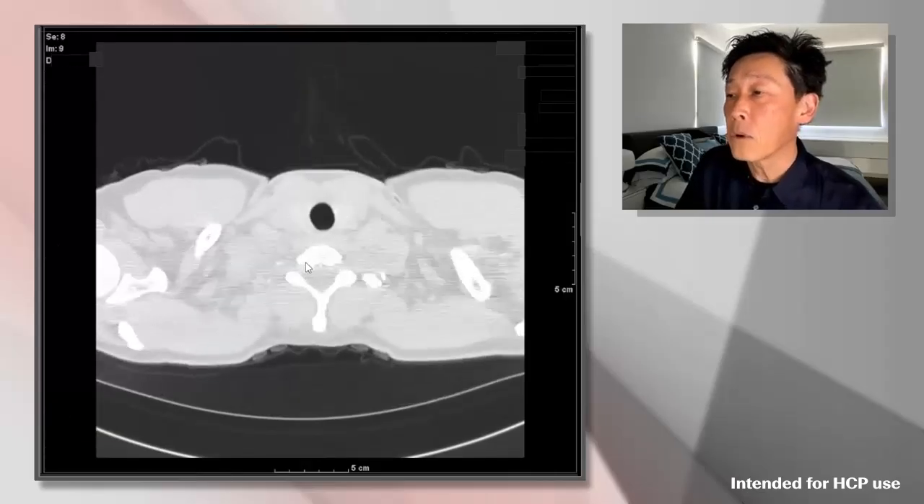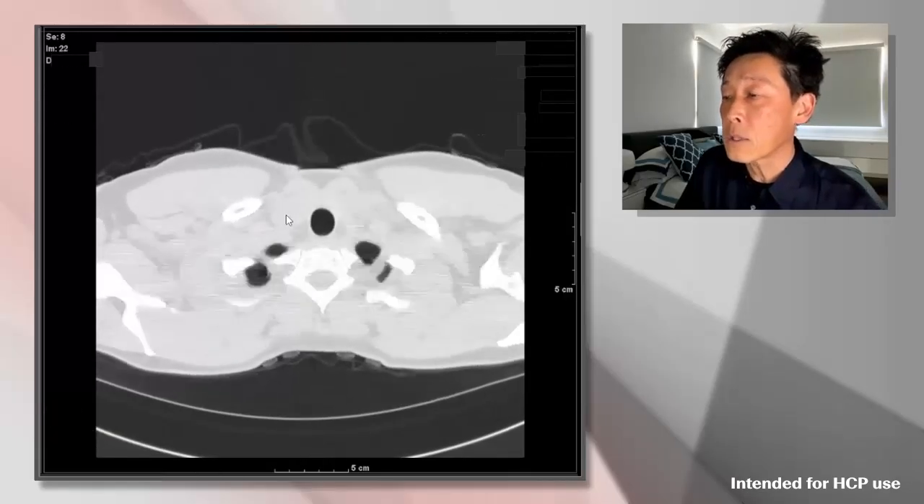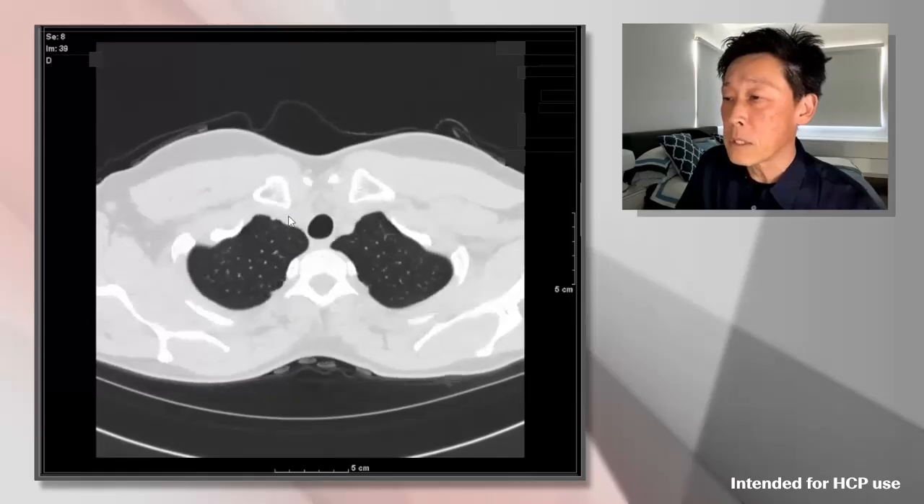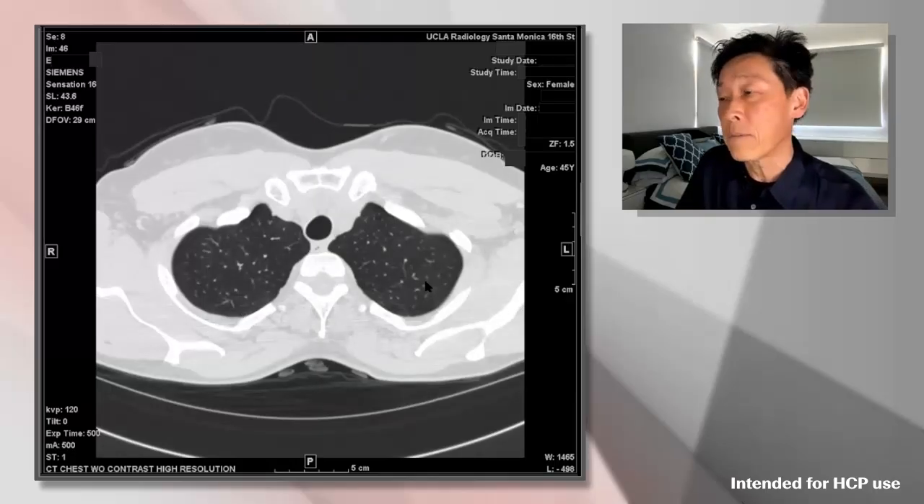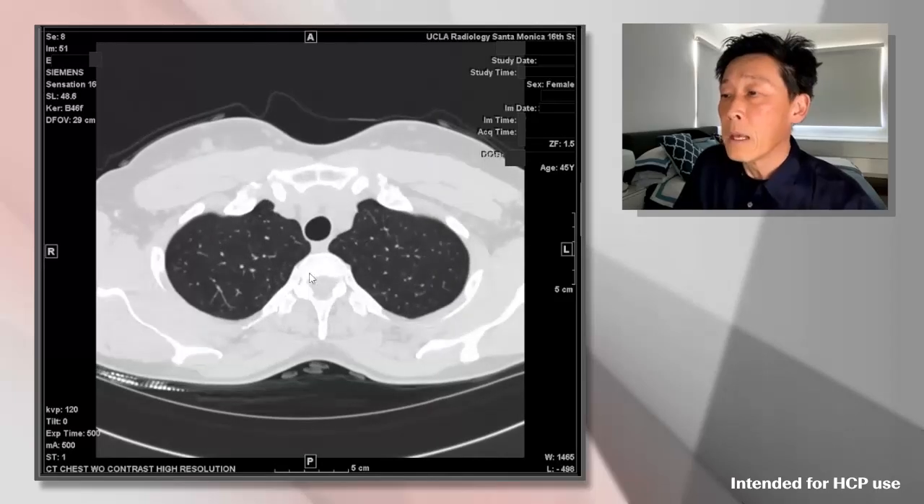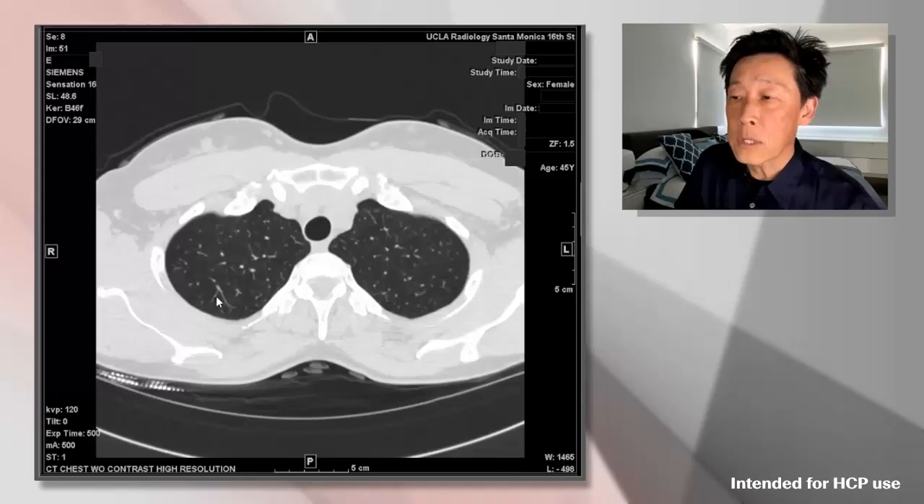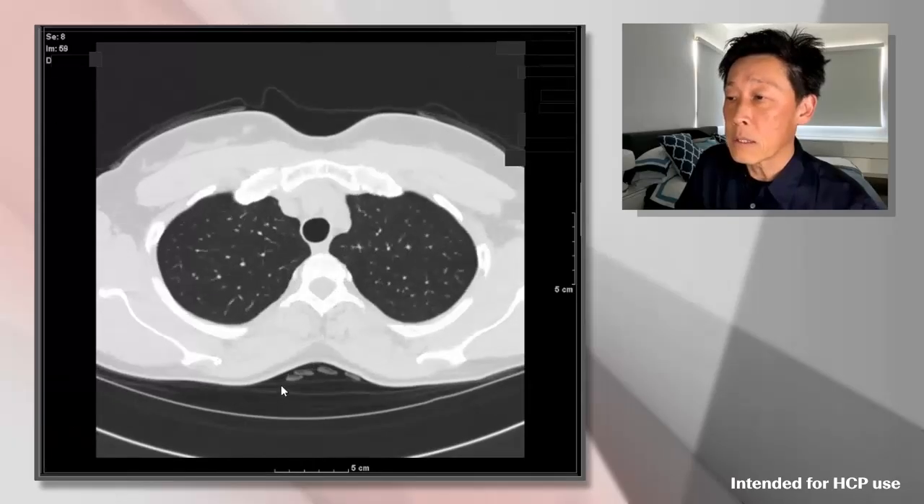I'm going to scroll through the HRCT on the inspiratory images. What we see first of all are the lungs. Just for orientation, we have the right lung, which appears on your left, and the left lung, which appears on your right. We can see that these small white dots and linear structures are blood vessels within the lungs.